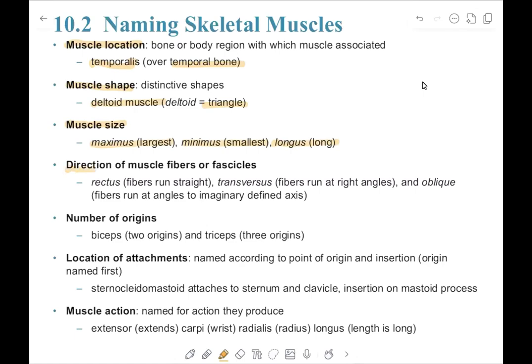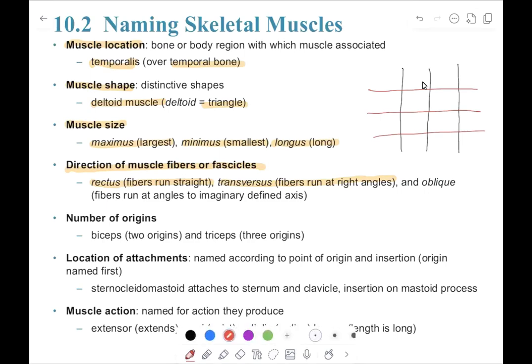Then the direction of the muscle fibers or fascicles. So we have the rectus muscle, and there's two primary rectus muscles. The first one is the rectus abdominis. Another one is in the quad called the rectus femoris. But there are fibers that run in a straight line. Then there is another muscle called the transversus, which runs at right angles, and the transversus abdominis wraps around our abdomen kind of like a belt.